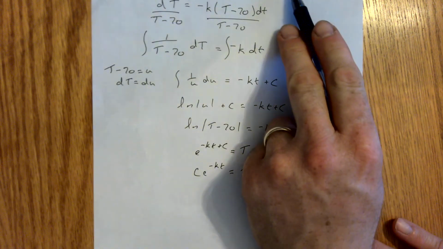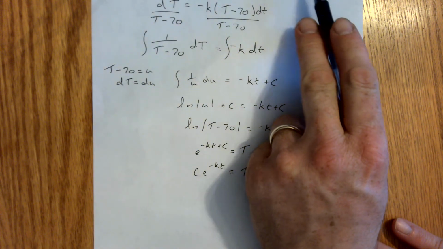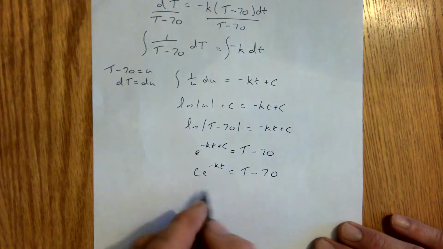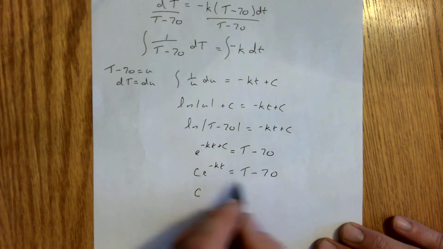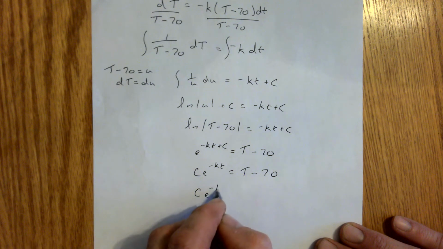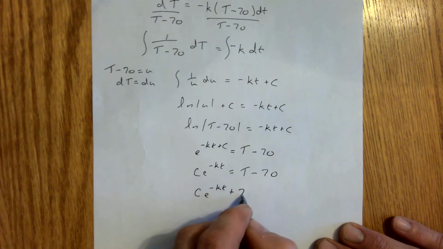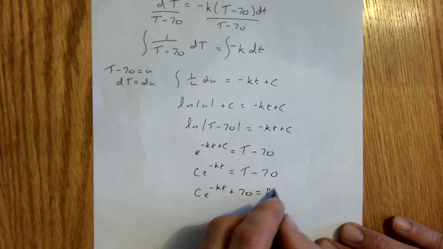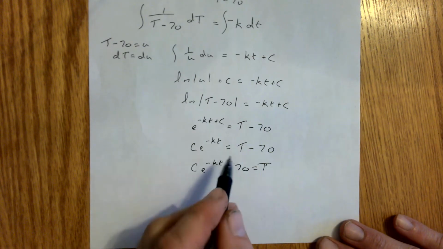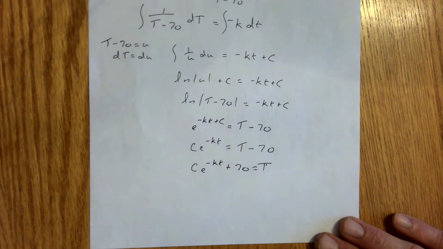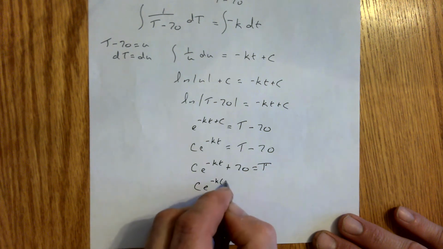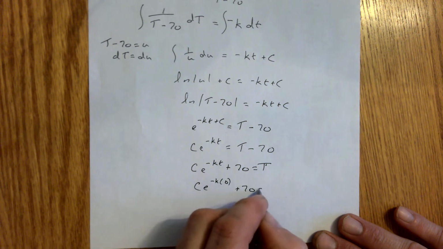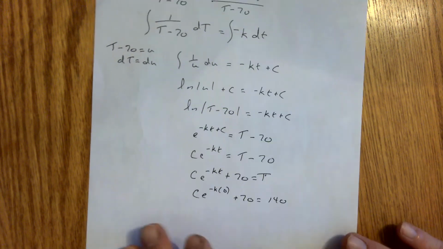And now we can go ahead and plug in. We know T of 0 equals 140. So we know that c, we can go ahead and add that 70 over, I guess. We know c e to the negative kt plus 70 equals T. So when I plug in 0 for little t, I get 140 out. So c e to the negative k times 0 plus 70 is going to equal 140.